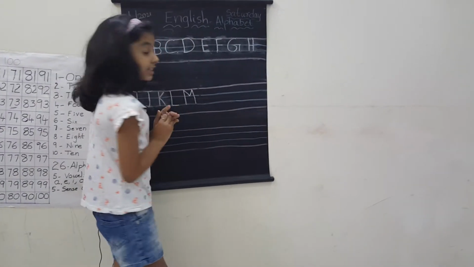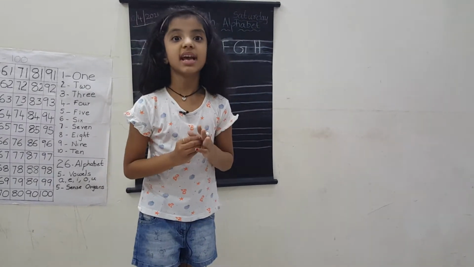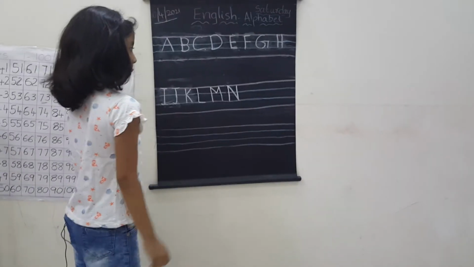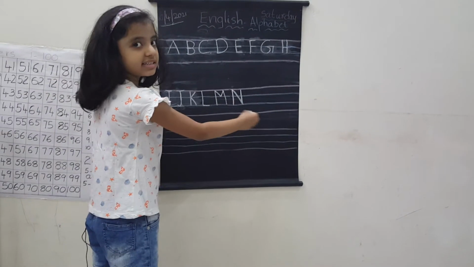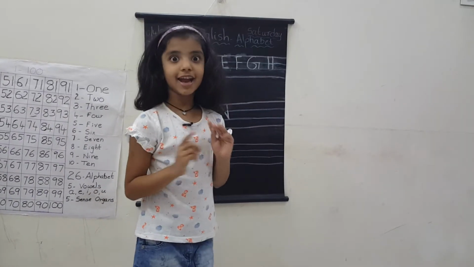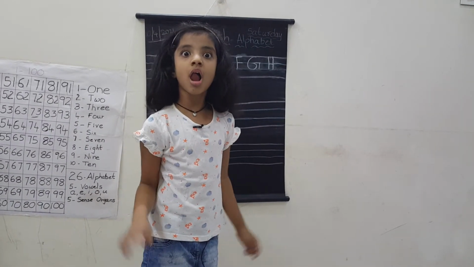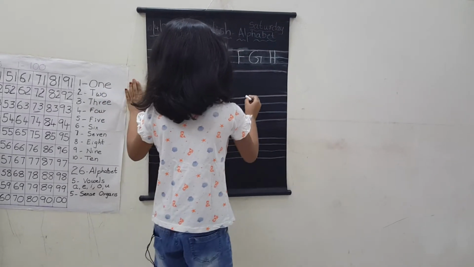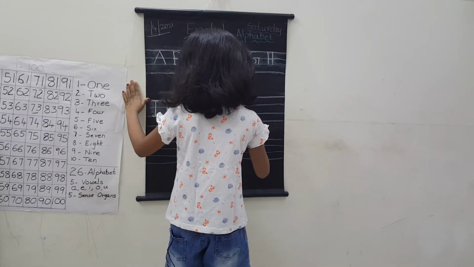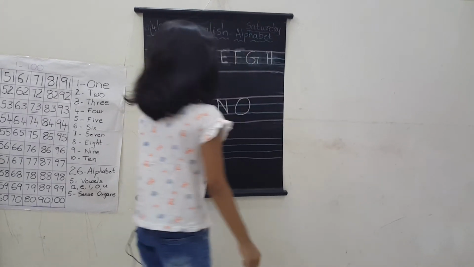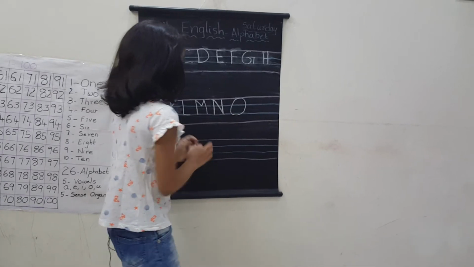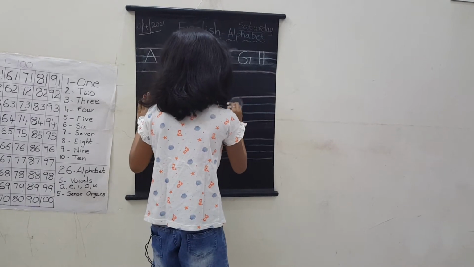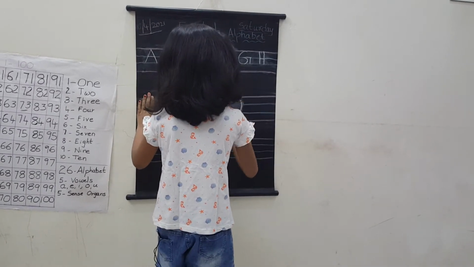Now we are going to write N. Nest. This is N. Now we are going to write O. Owl. This is O.